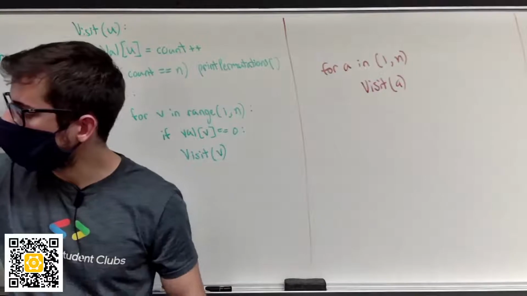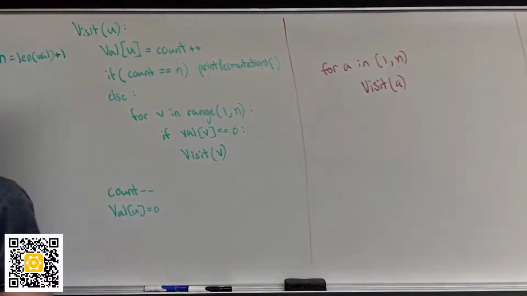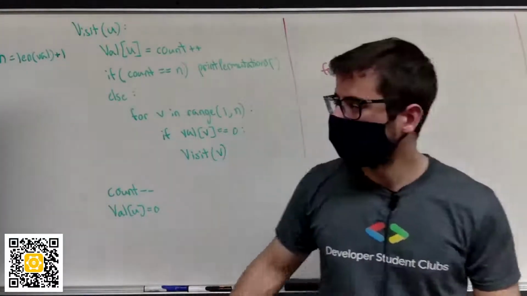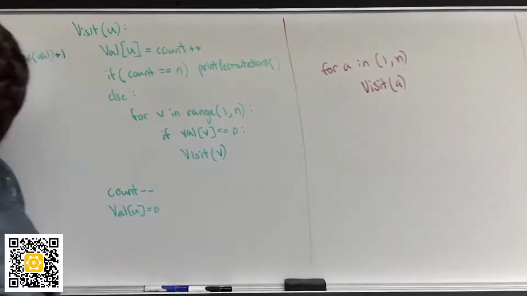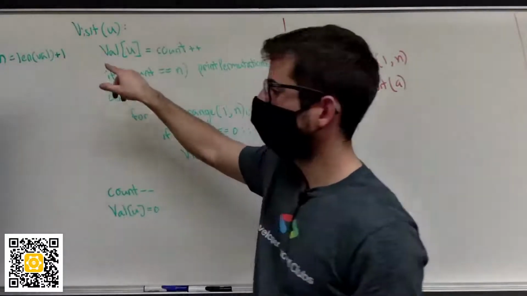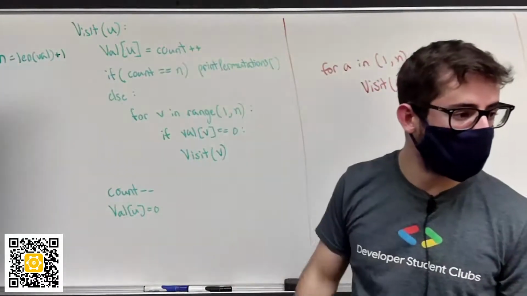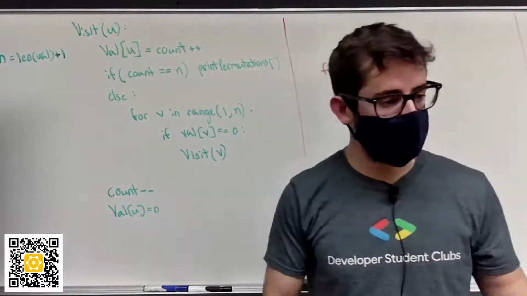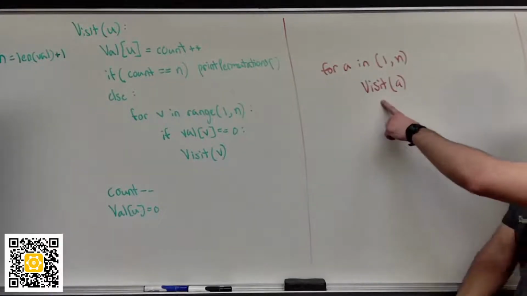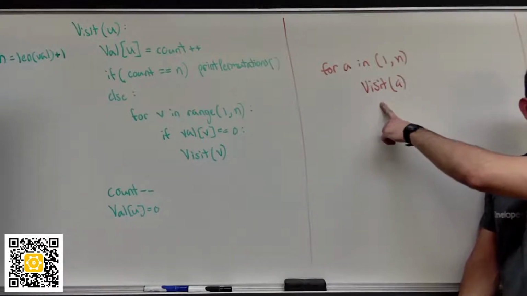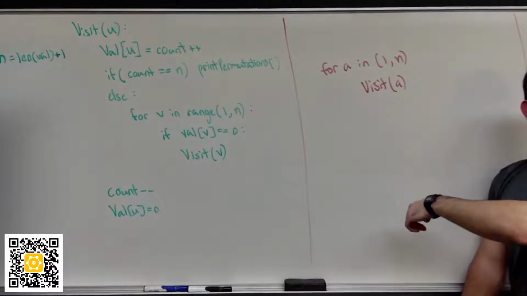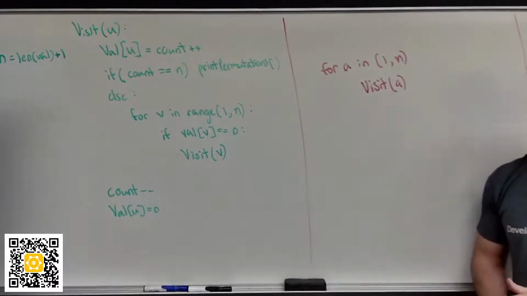It's going to give us these sequences. But once that finishes, it's going to decrement count back to 1, and it's going to set every element inside of val to 0. So you can think of it as another backtrack here. Confusing? Sorry, I'm very confused right now.